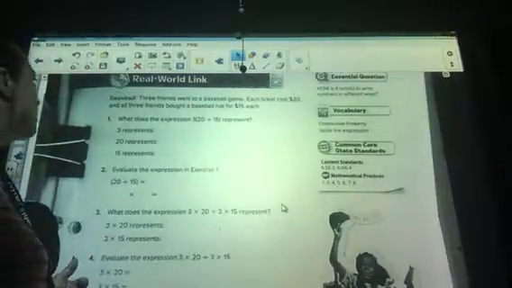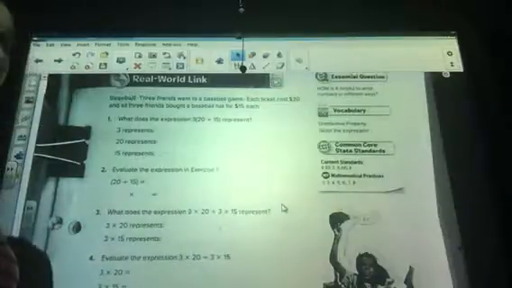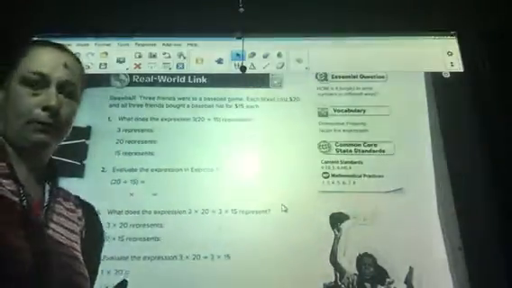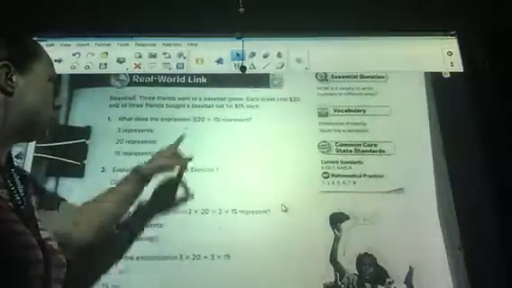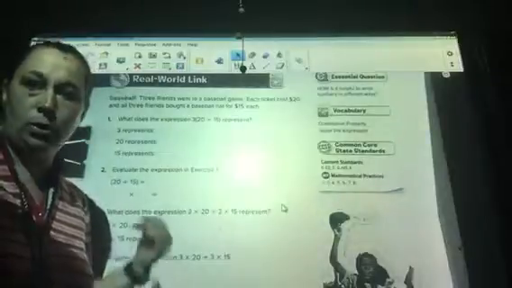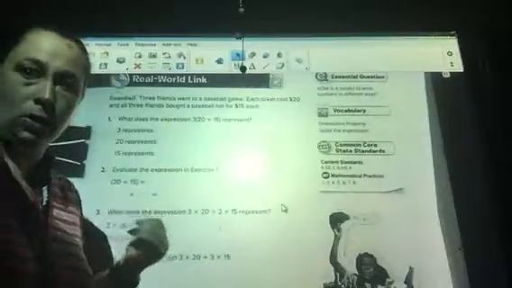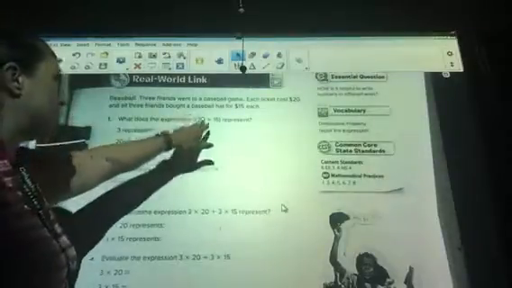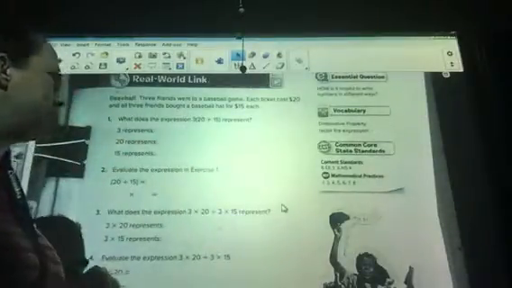All right, it says 3 friends want to go to a baseball game. Each ticket costs $20, and they all 3 bought a hat for $15. What does the expression 3 times 20 plus 15 represent? If this looks small to you, you should have this with you, so go ahead and just follow along with your paper. All right, what does 3, and then it's got this parentheses, 20 plus 15 represent?